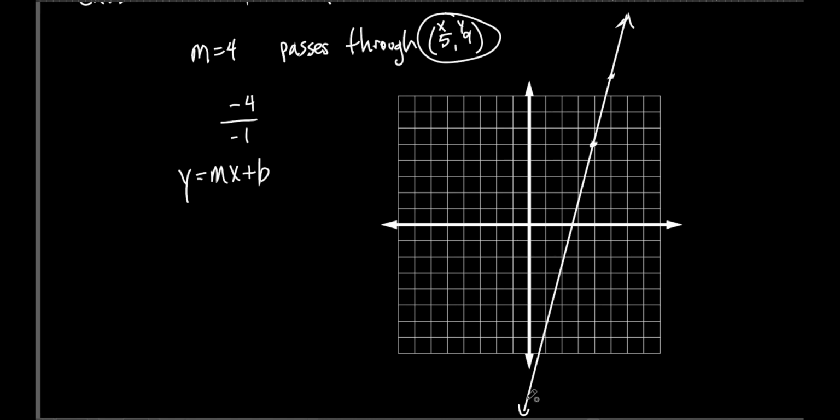So the y-intercept's down here somewhere. I don't know exactly where it is because my graph doesn't go that far. But it's going to be negative, more than 8, right? Maybe 10 or something. I'm not really sure. Okay, so let's put it in and see.